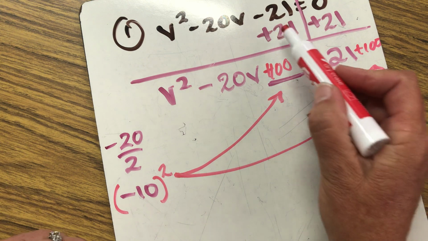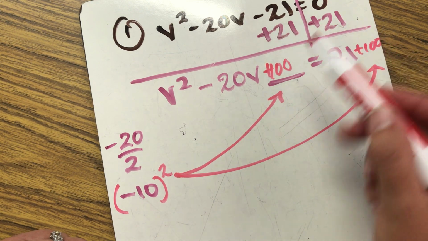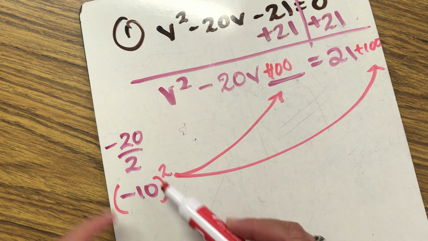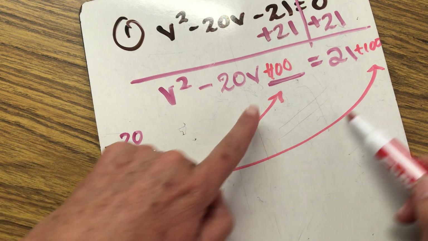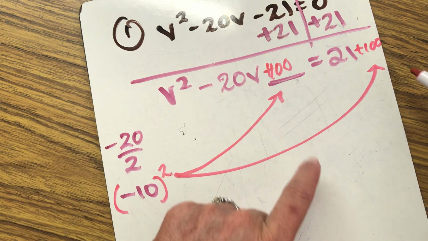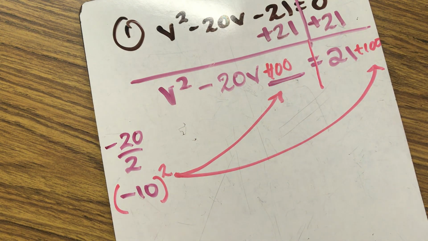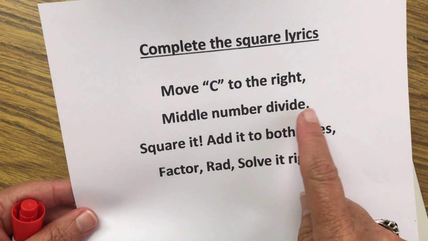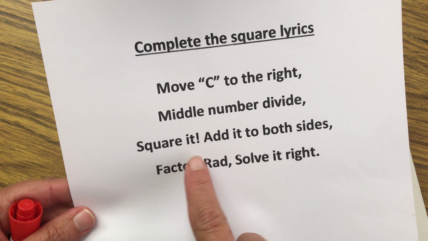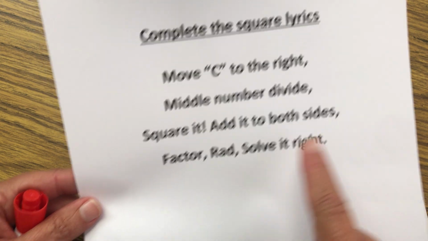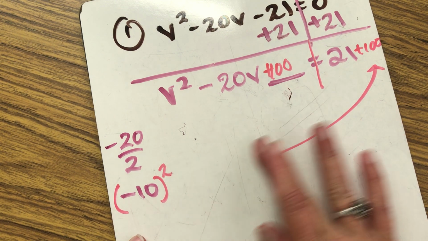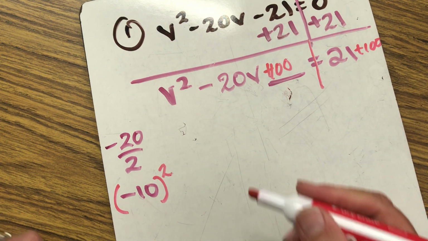So what have we done? We move C to the right, middle number, divide. Always divide by 2. Square it. Add that number to both sides. Remember, you have 2 sides. Let's look. Move C to the right, middle number, divide. Square it. Add it to both sides. Factor. Oh, we've seen that one before. Let's see what we got.